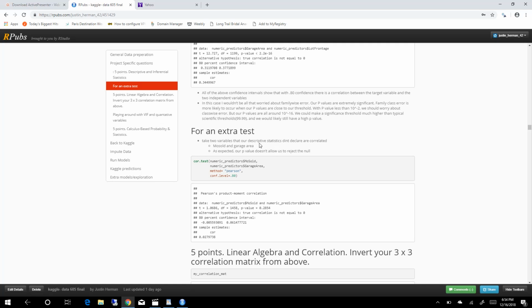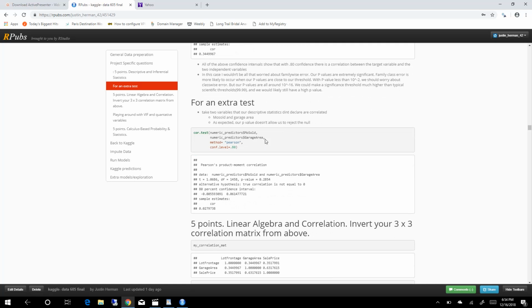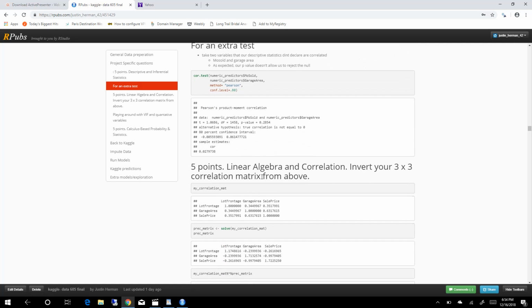For an extra test, I decided to create a confidence interval for something that I knew from before was actually independent of each other. And we can see that from that test, these two variables actually do cross zero, and it would show us that they are not dependent upon each other.